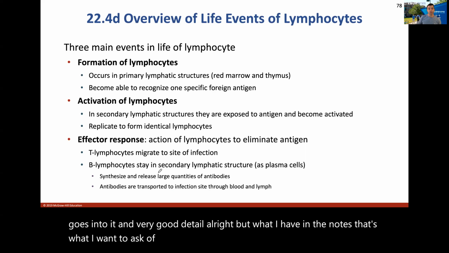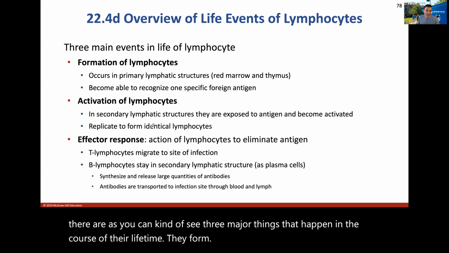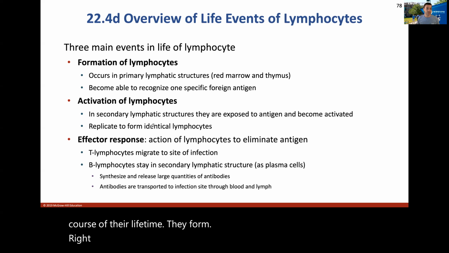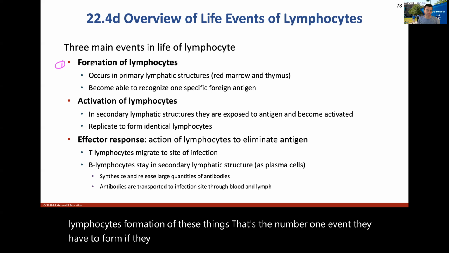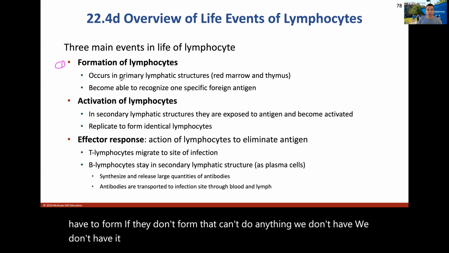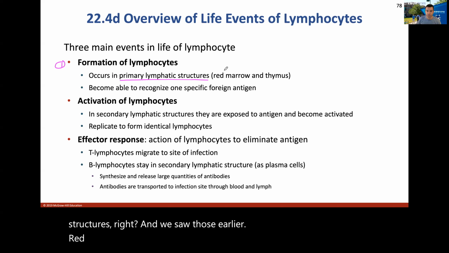All right. So when we look at lymphocytes, there are, as you can kind of see, three major things that happen in the course of their lifetime. They form, right? You're born, you live, and you die, right? So same thing with lymphocytes. Formation of these things. That's the number one event. They have to form. If they don't form, you can't do anything. We don't have an immune system here. We have our primary lymphatic structures, right? And we saw those earlier. Red bone marrow and the thymus, okay?